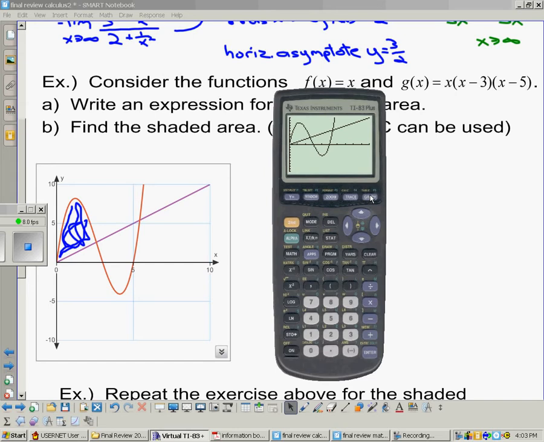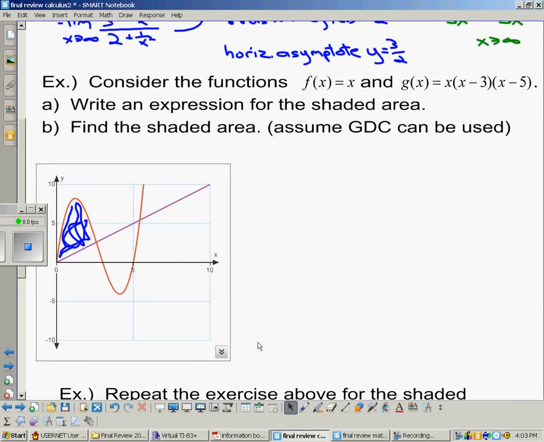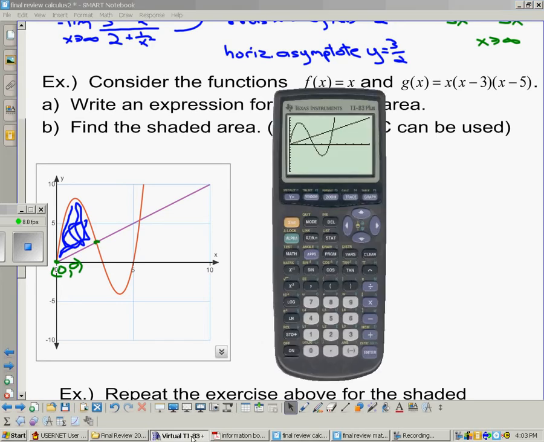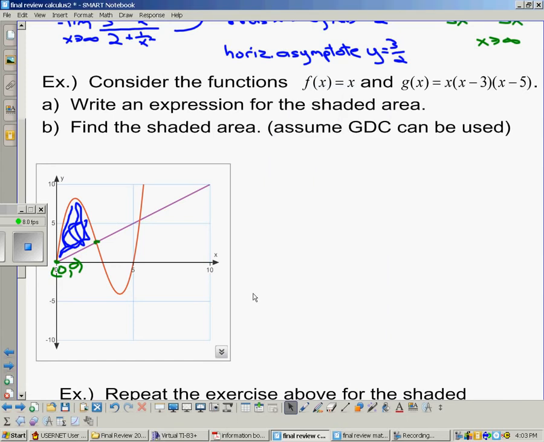Here, they're going to intersect at an x value of 0. Okay? And really at the origin, (0, 0). Now, where are they going to intersect next for that shaded region? Let's find out. Second calc, intersect, first curve, second curve. Guess, looks like it's around 3-ish. And we get 2.59. Okay, so at the point (2.59, 2.59).